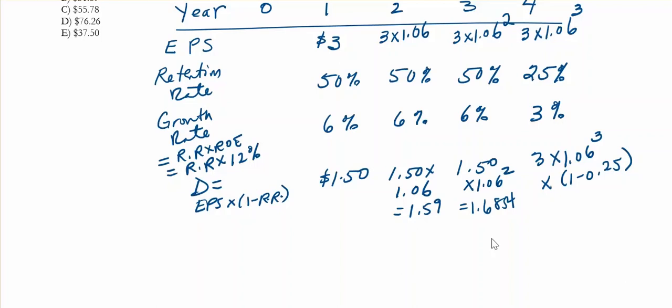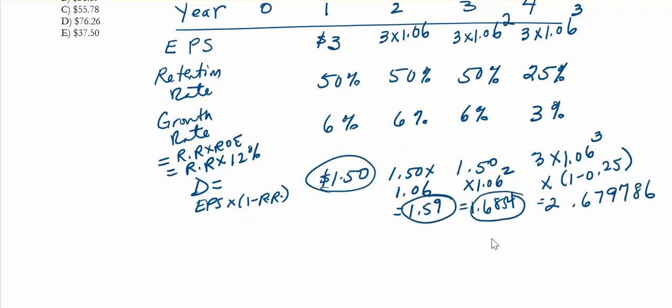1.06 raised to the 3 times 0.75, and we get 2.679786. I'm including a lot of places past the decimal point because I really don't want to lose precision. It might be a bit overkill, but that's what I want to do.